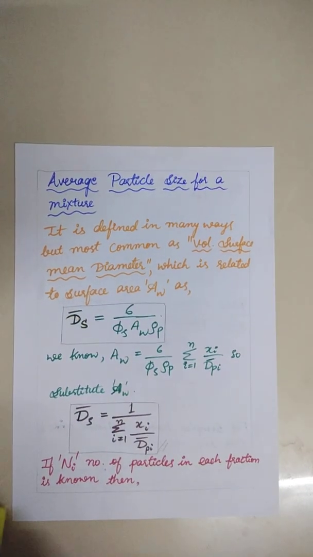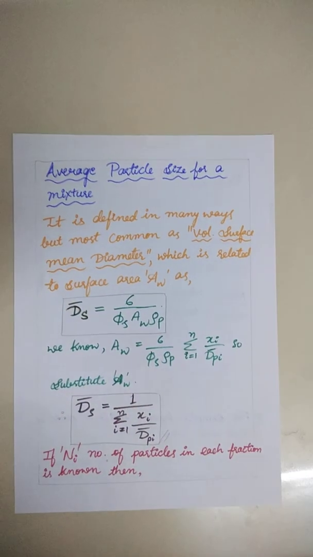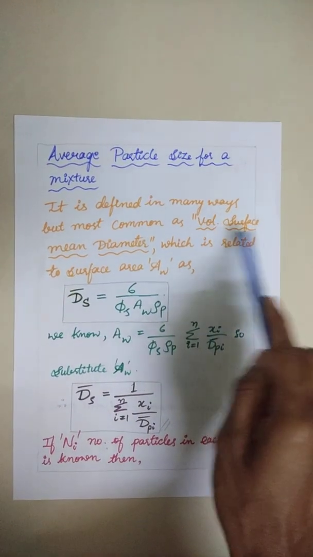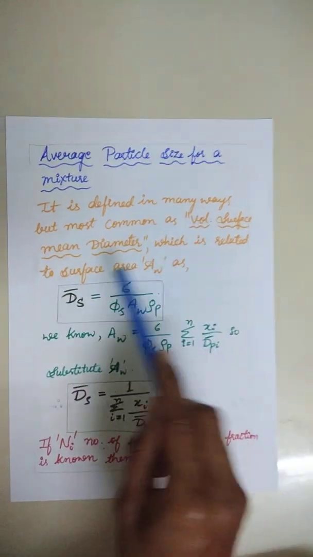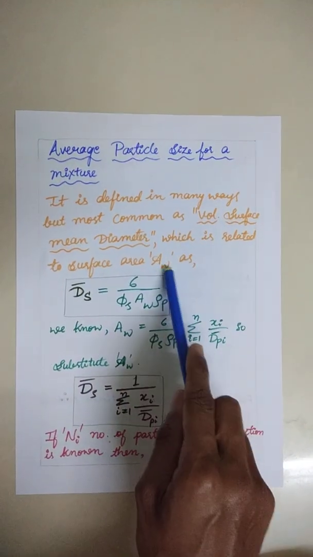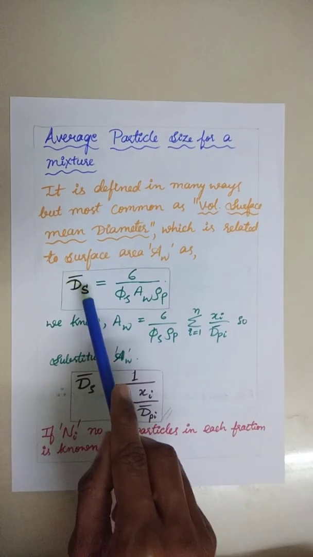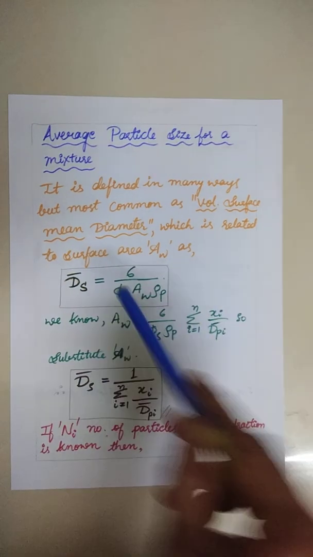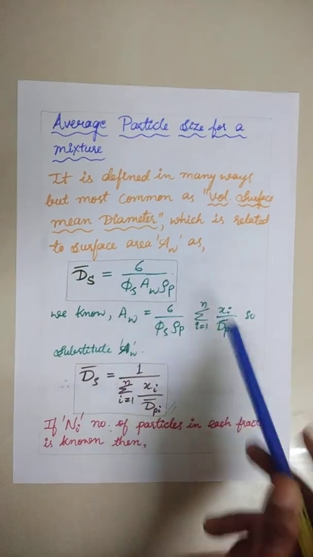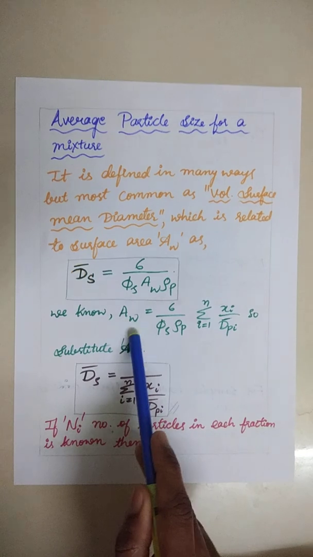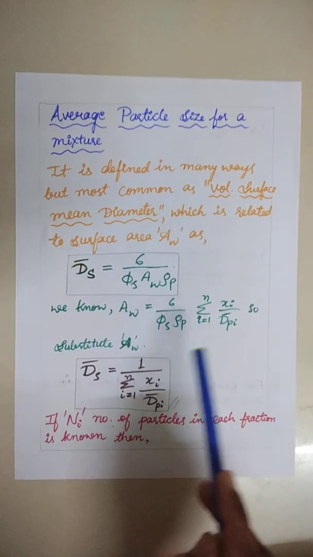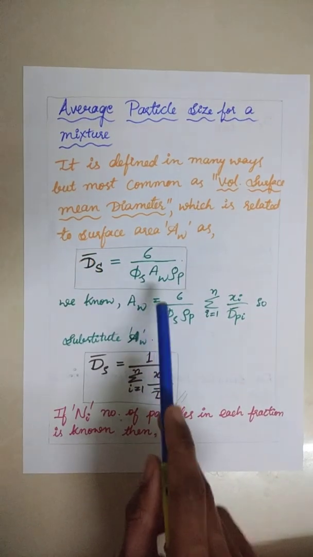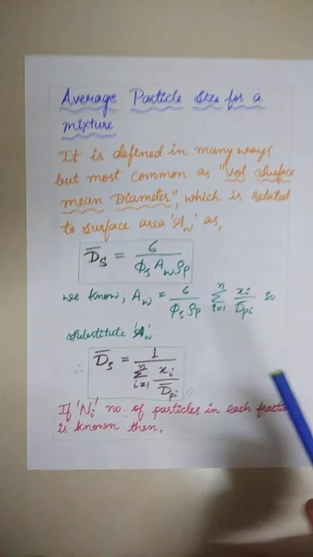So now we will be seeing about the average particle size of a mixture. This can be defined in many ways, but the most common is the volume surface mean diameter, which is related to the surface area Aw by this equation. See here, d̄s is equal to 6 divided by φs into Aw into ρp. We have the value of Aw here as I have discussed previously, so we are just substituting it in this equation to simplify it.